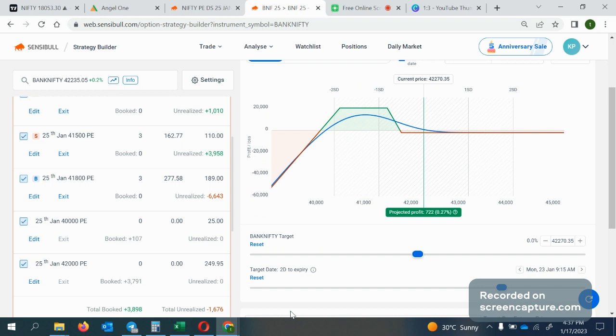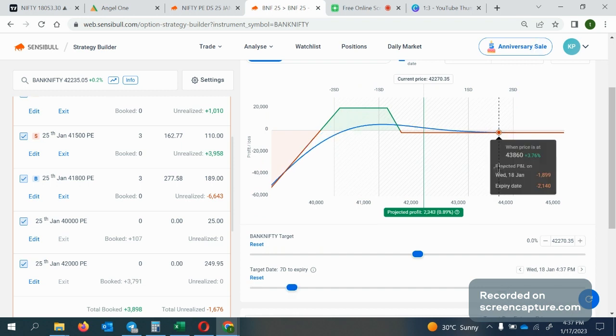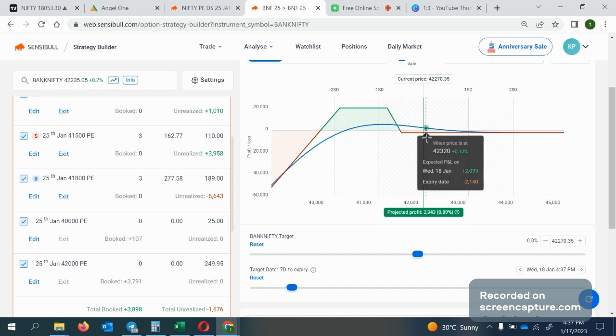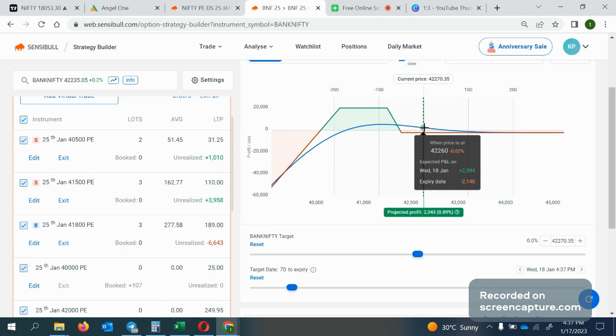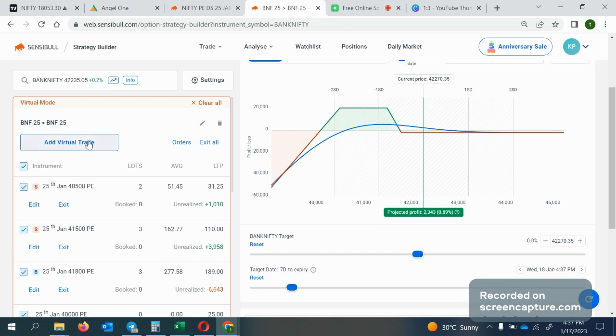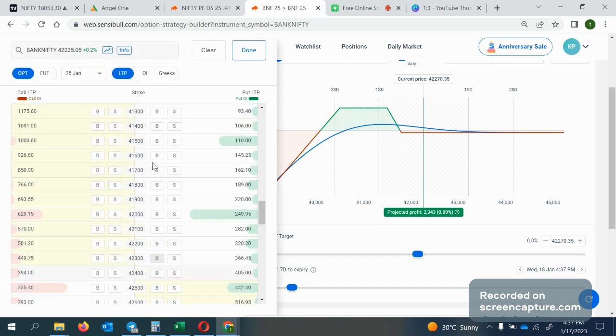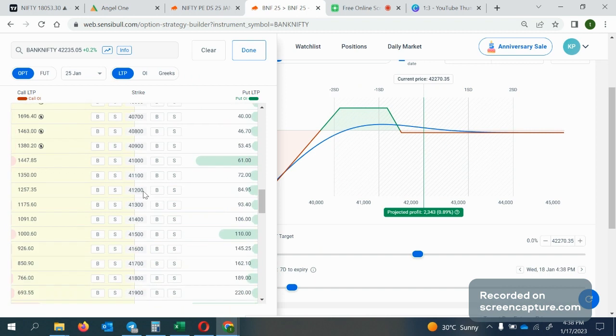Let me reset this. Okay, I'll show you how I can make this lossless. See what I can do. One thing, I have this 41,500. Let's say the market keeps going up. What I can do is exit this 40,500. Let me show you.